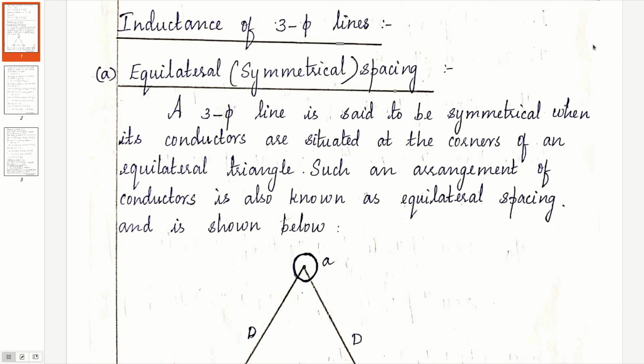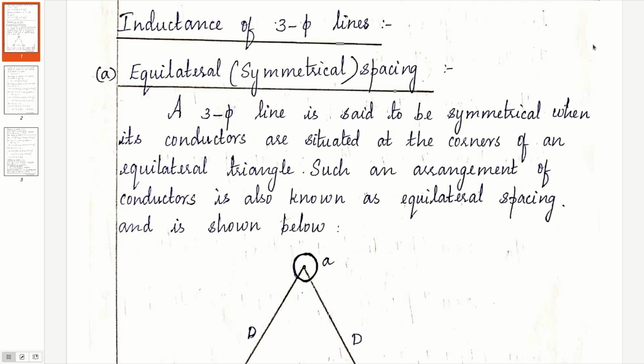So the first derivation: inductance of three-phase line with equilateral or symmetrical spacing. Any three-phase transmission line can be called symmetrical when the conductors are situated at the corners of an equilateral triangle. If the spacing between the three conductors is equal, we call it a symmetrically spaced three-phase line.